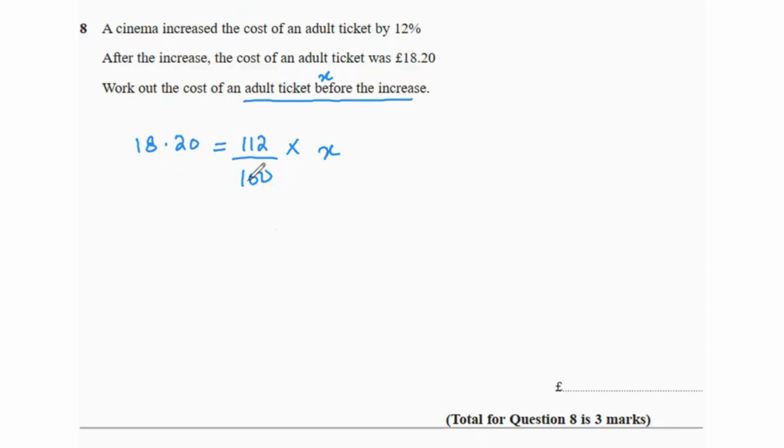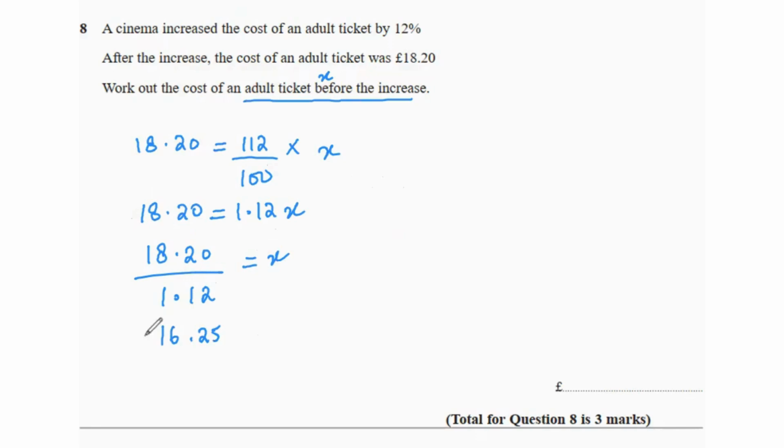So 18.20 is 112% of the initial price. So 18.20 is 1.12x. And then 18.20 divided by 1.12 is 16.25. That is the initial price of the adult ticket before it was increased by 12%.